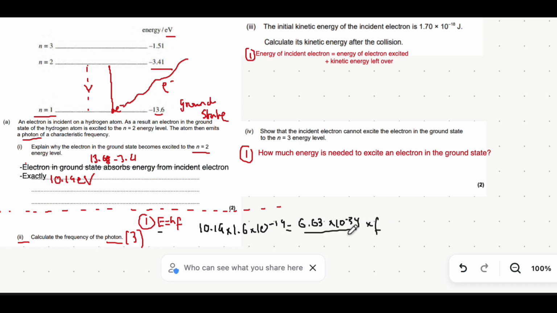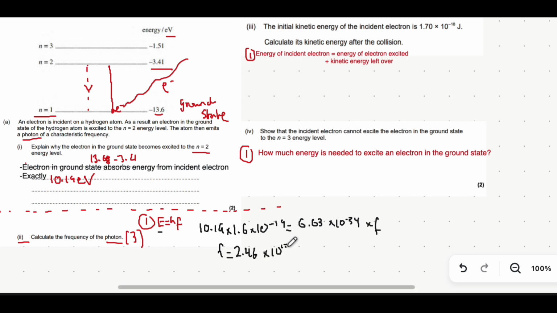Divide both sides by this value here, and you'll get that the frequency, I don't really have much space, I'm just going to write out the frequency, is equal to 2.46 times 10 to the power of 15. And of course, that's measured in hertz. 10 to the 15 hertz. Great. Let's move on to this part here.